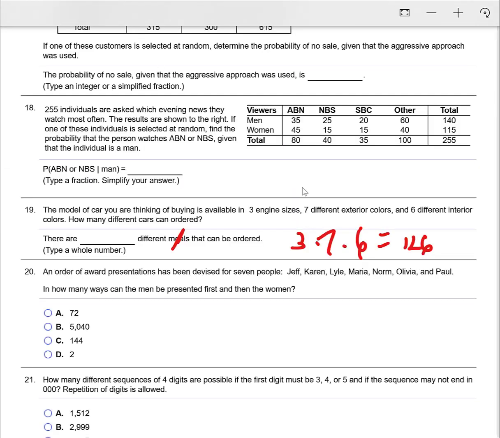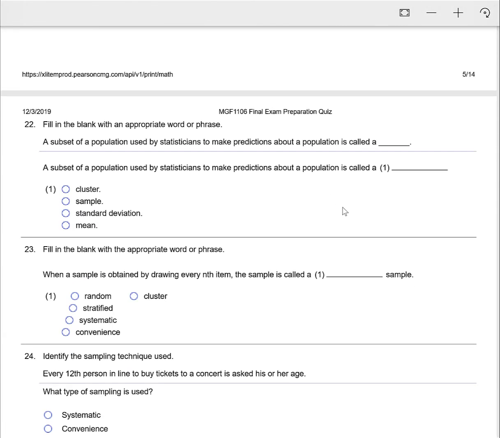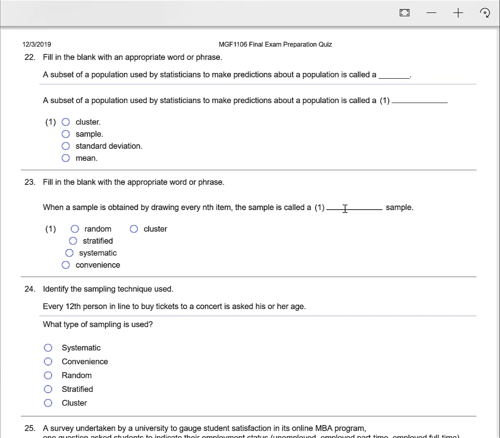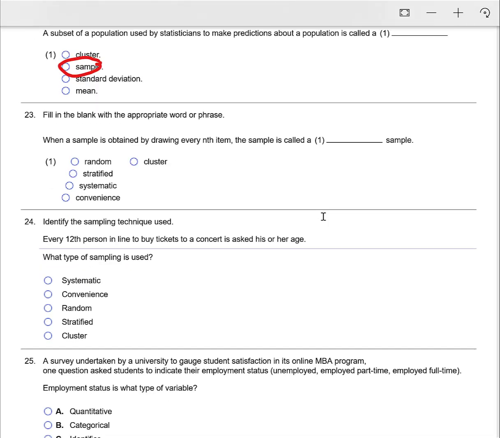All right, let's get back over here. Fill in the blank. Now we're on to statistics. A subset of population used by statisticians to make predictions about a population is called, and that's called a sample. When a sample is obtained by drawing every nth item, what kind of a sample is it? And that is a systematic sample.